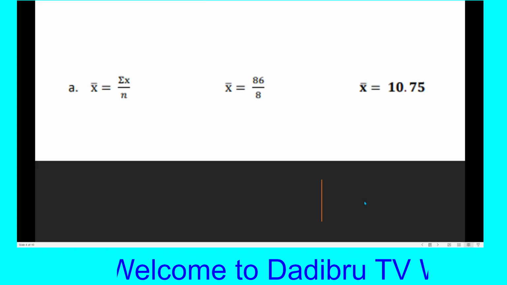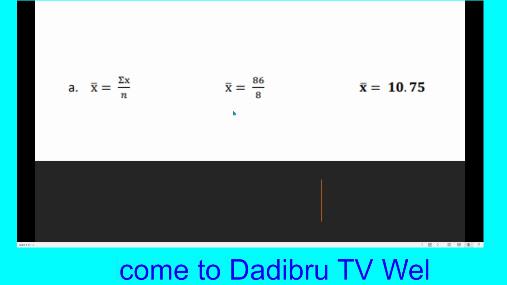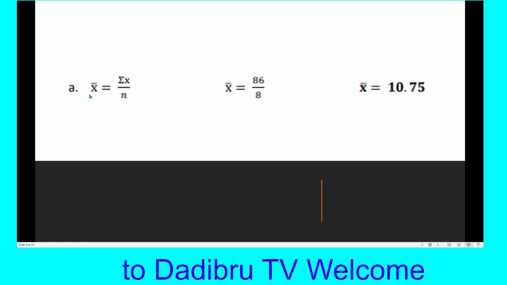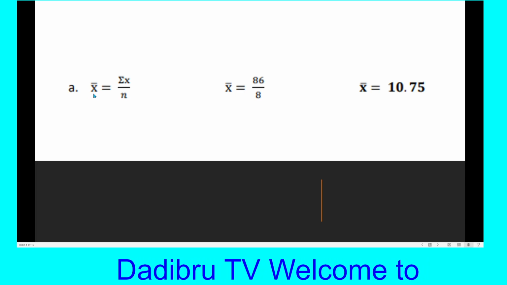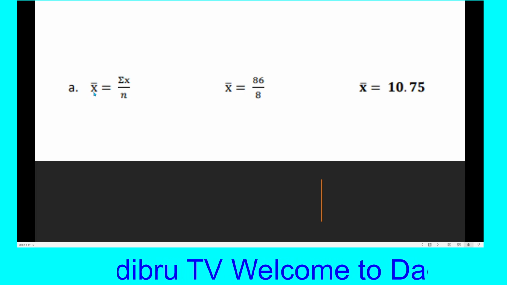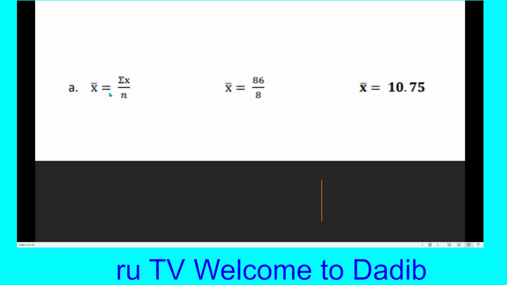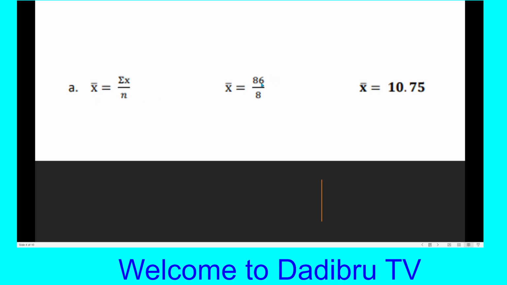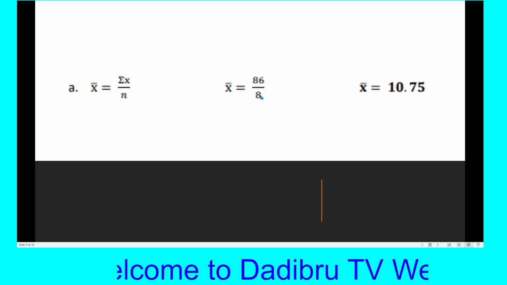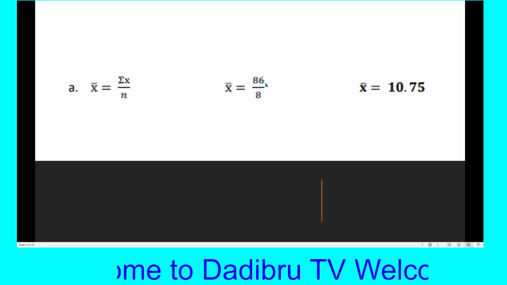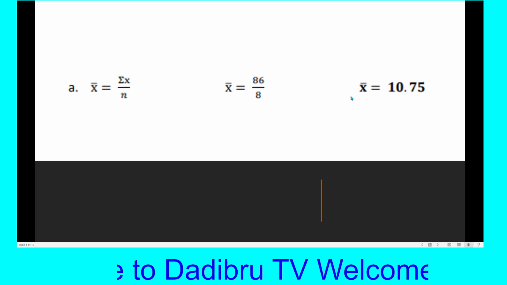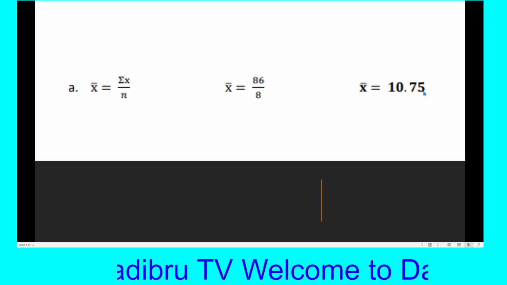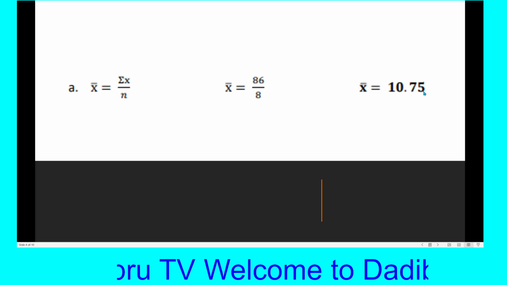Okay, we are now ready to determine the mean of the sample. Now, in getting the mean, let's use the formula in statistics. In Roman letter, x bar is equal to the summation of x over n. The summation of x is 86, and n is 8. So what is 86 divided by 8? That is 10.75. And that is the mean of the given sample.